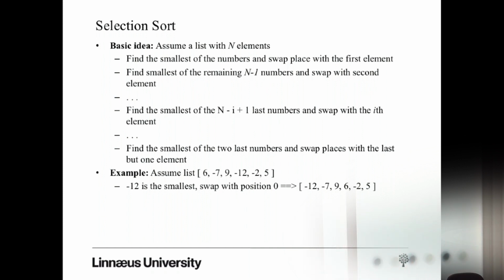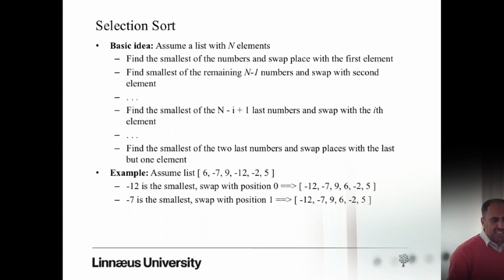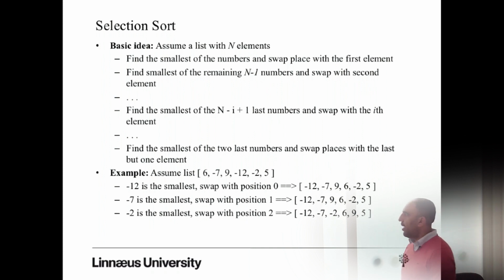So now you consider the part from the second element until the last, and -7 is the smallest value. In this case, even if you do the swap, it will have no effect on your array. Okay, and continuously you go through every step until the last step where you get the smallest value.